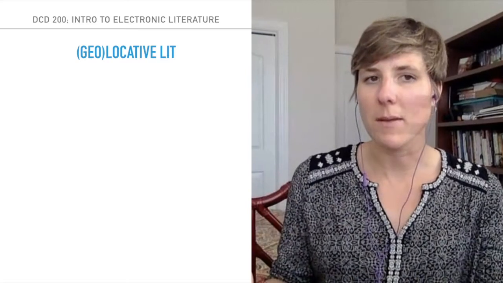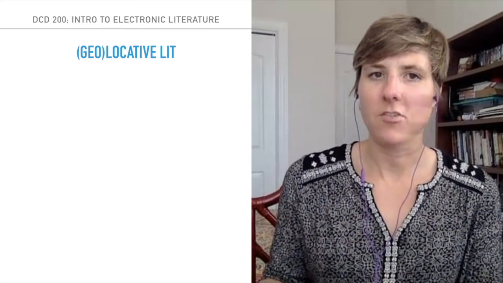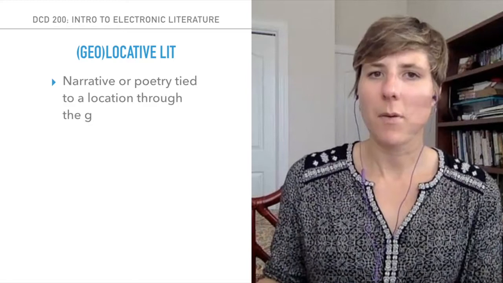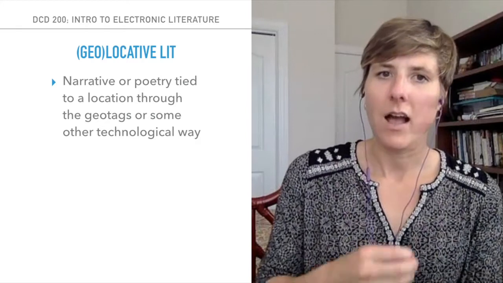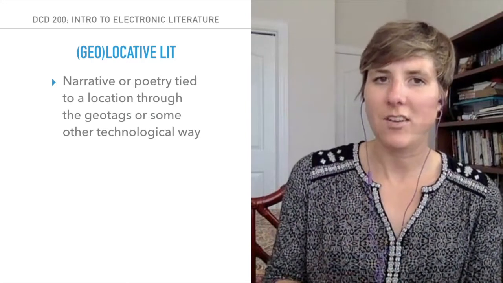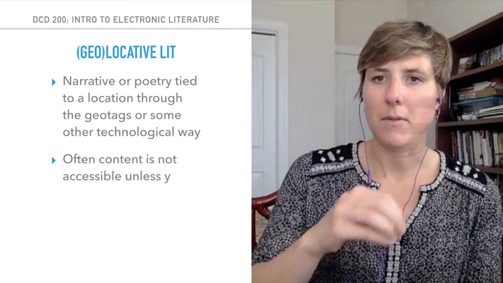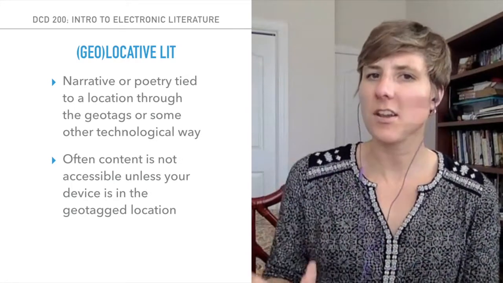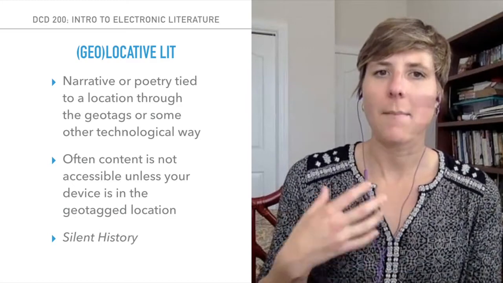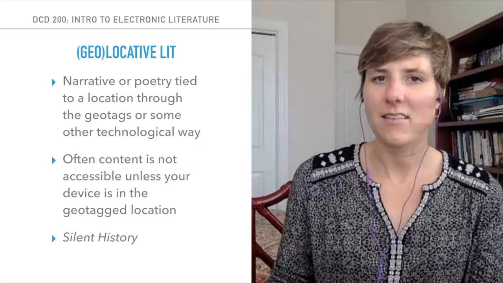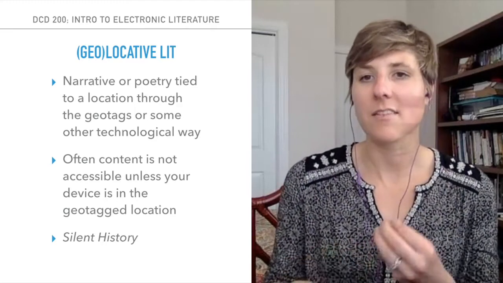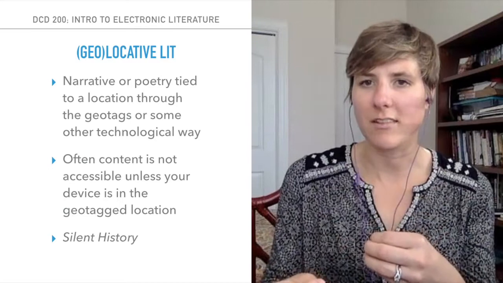Okay, and the final style of ELit that I'm going to focus on today is locative or geolocative. This is one that I've already mentioned in passing with The Silent History, and this is narrative or poetry or literature that is tied to a location in a tight technological way. So usually based in data, location data and geotags that are bound to some kind of content. We already talked about The Silent History, where in this app, certain parts of the narrative are geotagged, so you cannot access them unless you are in that place, or really unless your phone is in that place, pinging the cell towers.